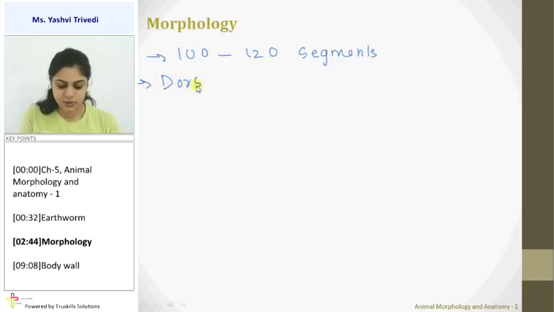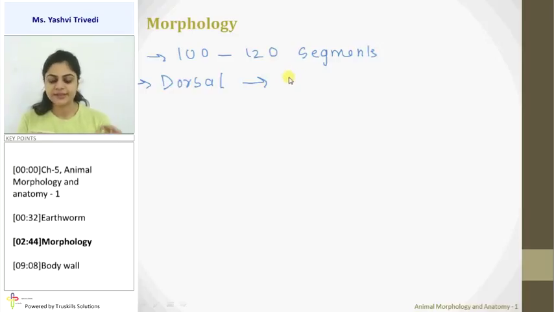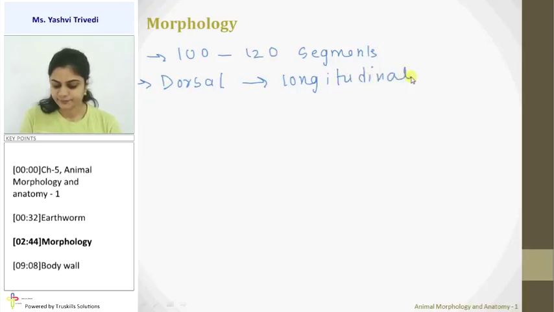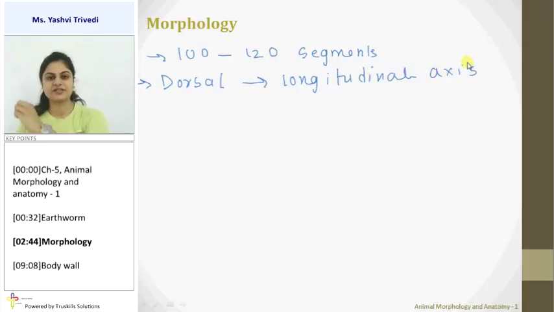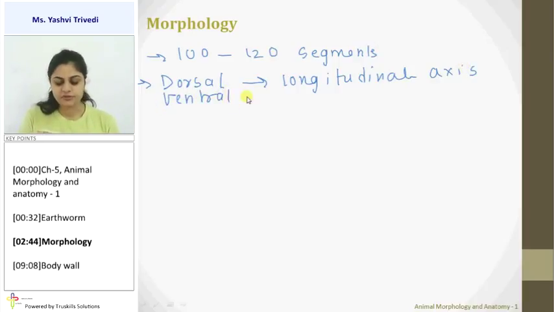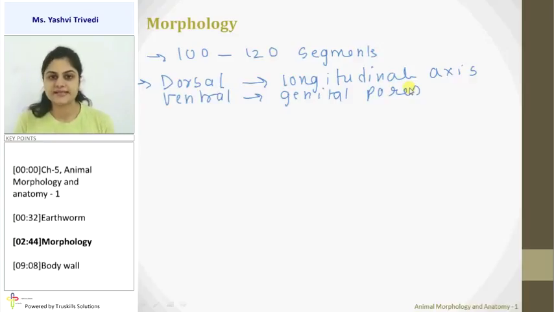First of all, let us see about the dorsal part. The dorsal side of the body could be distinguished by the presence of a dark mid-longitudinal axis, which is passing through the midline of the entire dorsal part. And the ventral part of the body could be differentiated by the presence of the genital pores. Male and female genital pores are present on the ventral side of the body. So when you find such pores, then that means it's a ventral part. And when you find a dorsal longitudinal axis passing through the body, that means it's a dorsal part of the body.